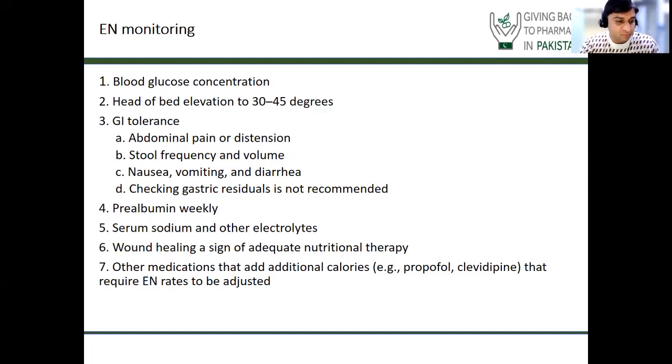Pre-albumin is very debatable. In all critically ill patients, pre-albumin is usually low due to acute phase reactions. Then serum sodium and other electrolytes. If the patient has, for example, a wound which is healing, it means the patient has been on adequate nutritional therapy.